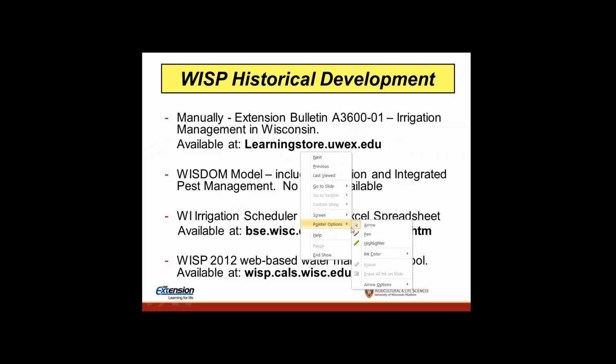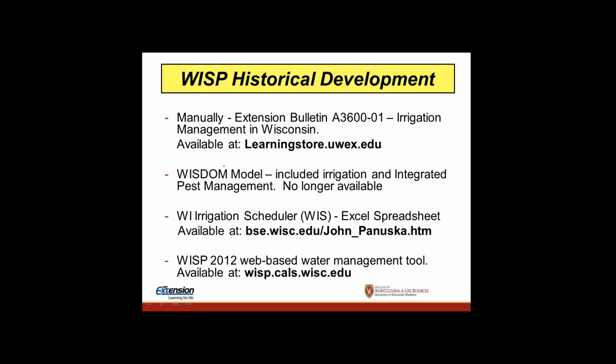Let me just get a pointer here quick. So this is a bulletin. We just updated it. It's A3600-01. It basically tells you how to do a manual irrigation scheduling program. And it's worthwhile, if you aren't familiar with how to do it, to go through that publication, because they give you a lot of the background of how it can be done.